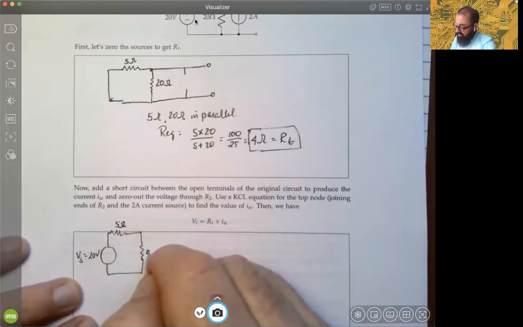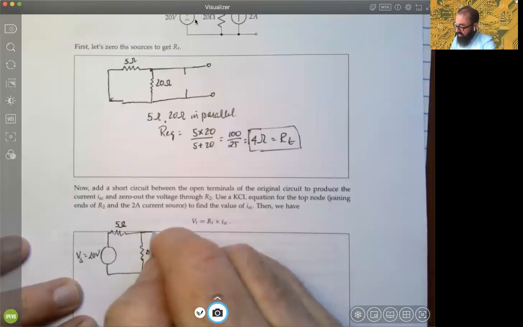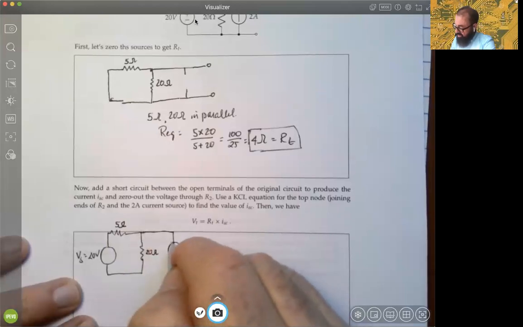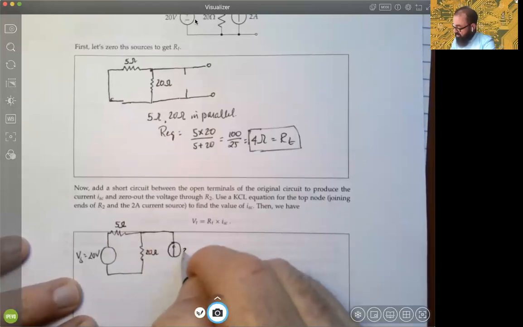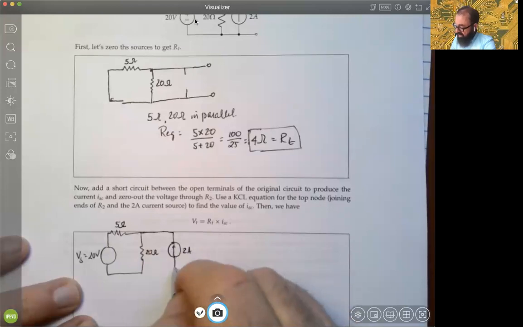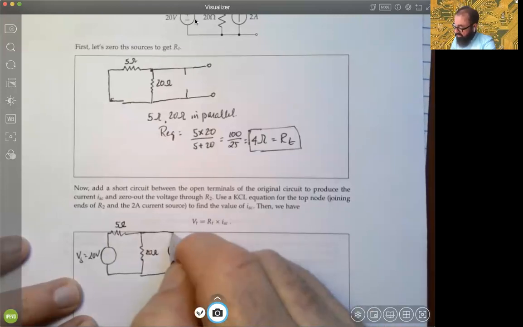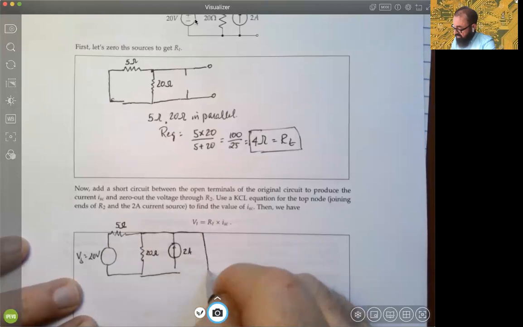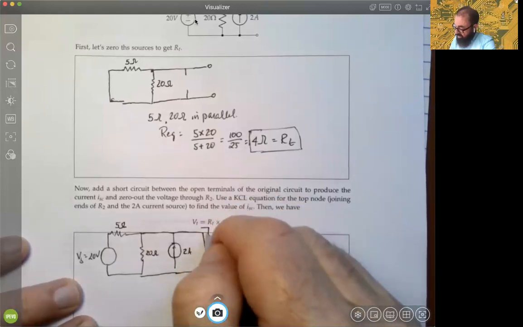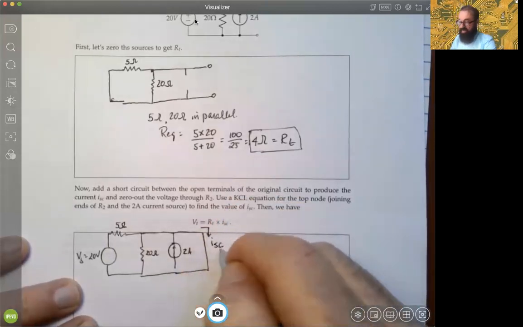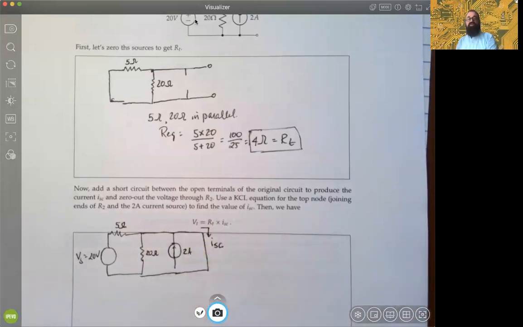And here's the 20 ohm resistance. And we have the current source from bottom to top. And we are creating a short circuit. All right, so when we create the short circuit, enter stage right, in this case, the short circuit current. That's what's going to happen, right?